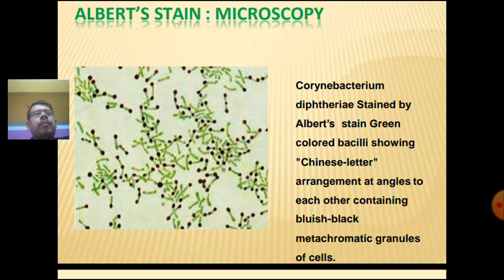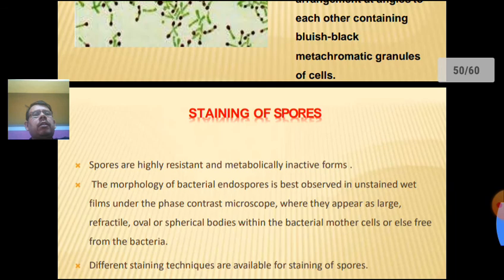Next, Albert microscopy for Corynebacterium diphtheriae: the stain can be Albert stain or the green method. These are the different methods for Corynebacterium diphtheriae, which produces diphtheria. Corynebacterium diphtheriae shows Chinese letter arrangement, with angles, and is bluish black, with metachromatic granules in the cell, by which you identify Corynebacterium diphtheriae.